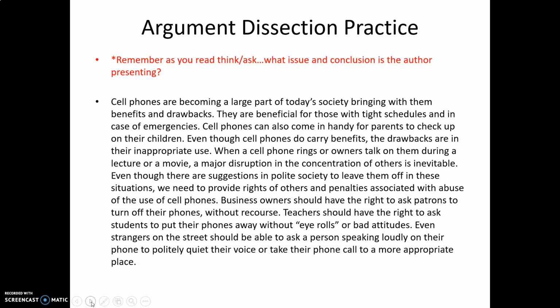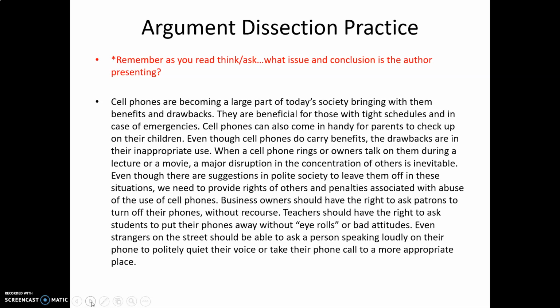Even though cell phones do carry benefits, the drawbacks are in their inappropriate use. When a cell phone rings or owners talk on them during a lecture or a movie, a major disruption in the concentrations of others is inevitable. Even though there are suggestions in polite society to leave them off in these situations, we need to provide rights of others and penalties associated with abuse of the use of cell phones.